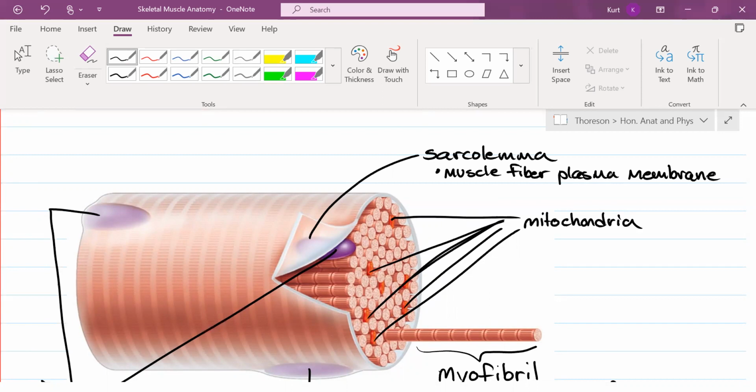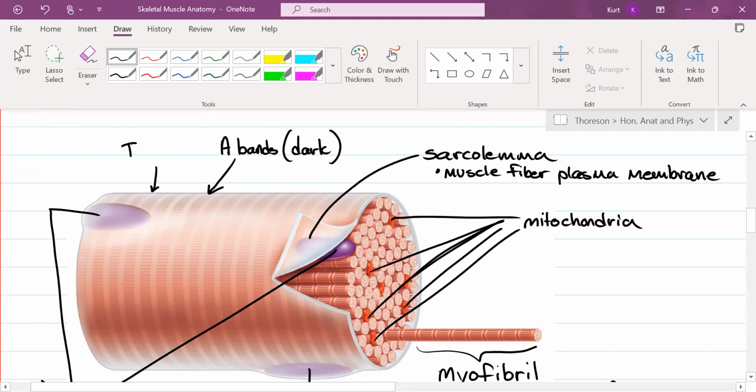And finally, on this image, you have dark bands like this one here. These dark bands are A bands. They are dark. And then you have these light colored bands like right here. These are called I bands, and they are light. And it is a repeating pattern of light, dark, light, dark, light, dark, light, dark.